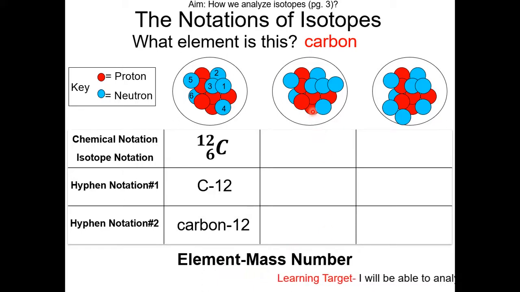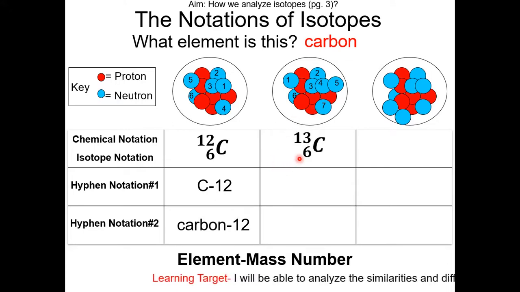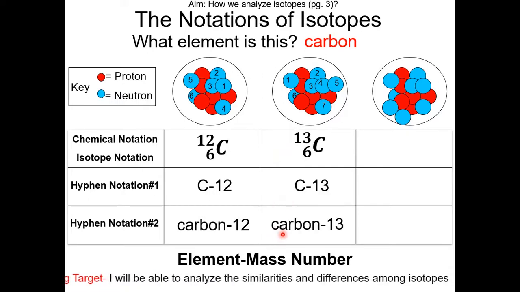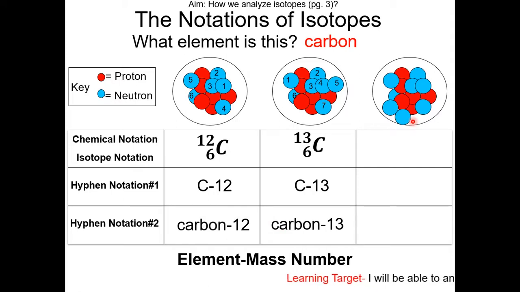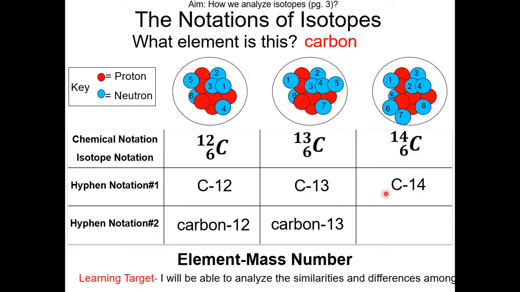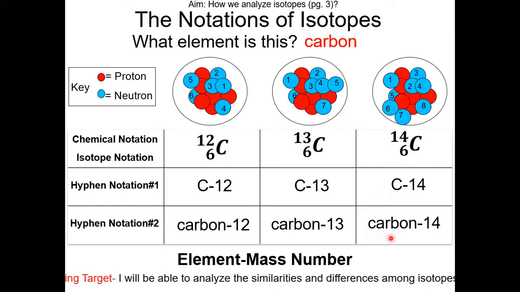For this nucleus, it has 7 neutrons. Therefore, the mass number is 13. This is the isotope notation. For the hyphen notation, this would be C-13 or carbon-13. In this nucleus, there are 8 neutrons. Therefore, the mass number is 14. This will be the isotope notation. And for the hyphen notation, this is C-14 or carbon-14.